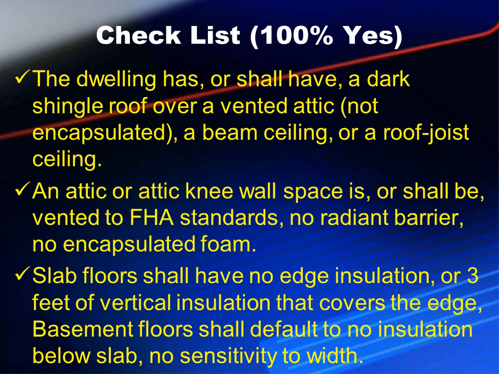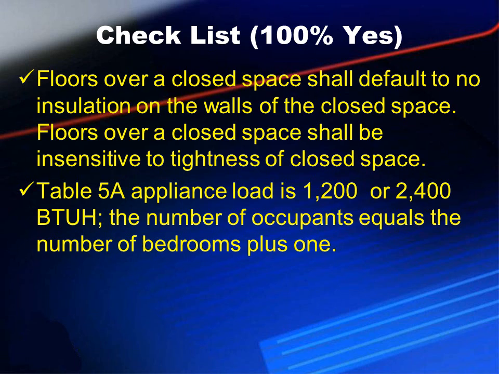The dwelling has or shall have a dark shingle roof over a vented attic, not encapsulated, a beam ceiling, or a roof joist ceiling. An attic or attic knee wall space is or shall be vented to FHA standards, no radiant barrier, no encapsulated foam. Slab floors shall have no edge insulation or 3 feet of vertical insulation that covers the edge. Basement floors shall default to no insulation below slab, no sensitivity to width.